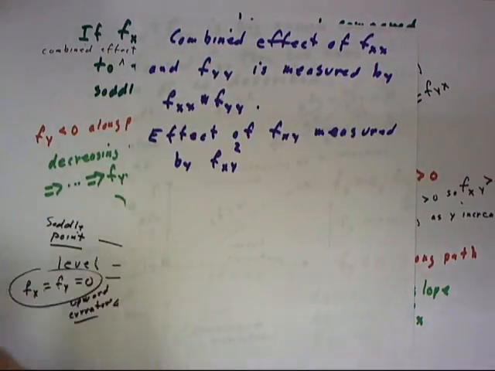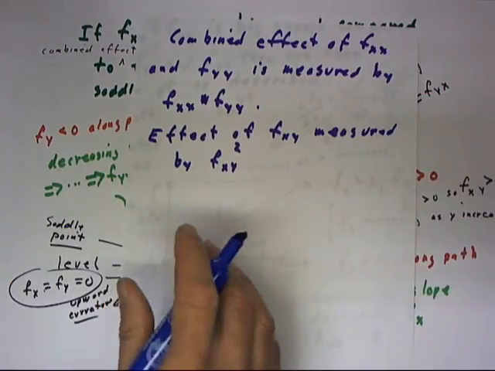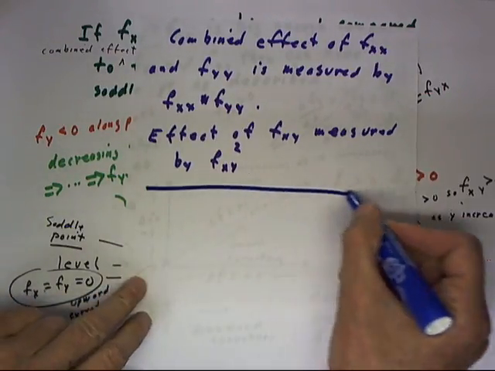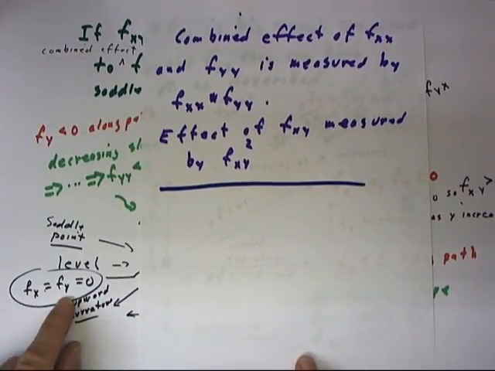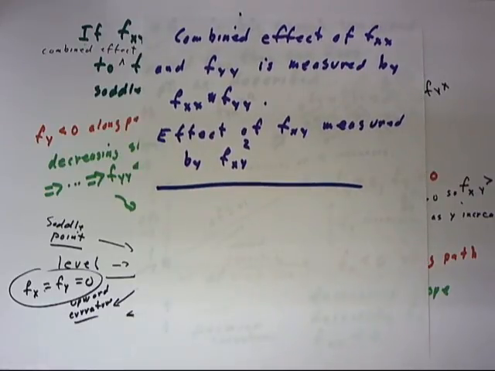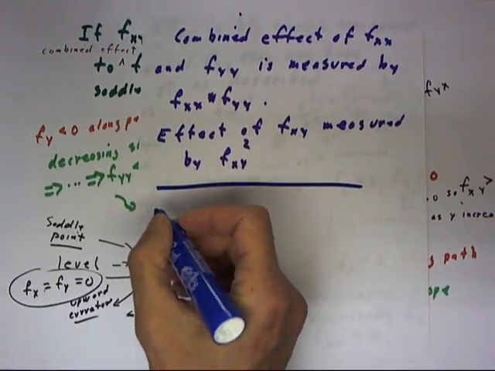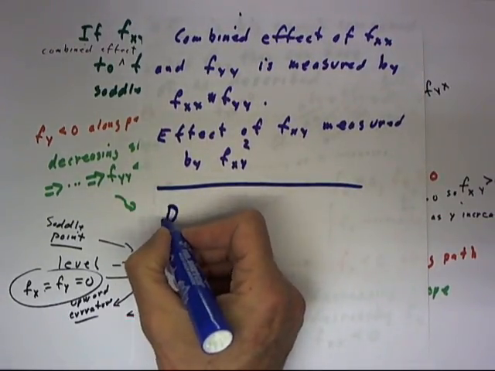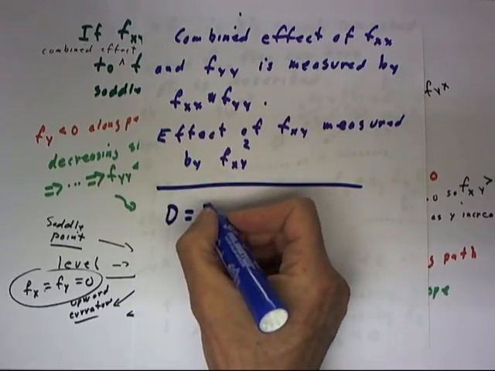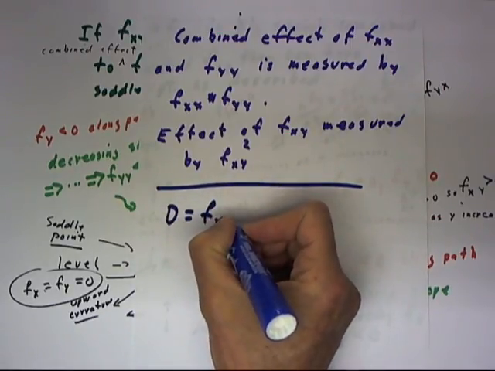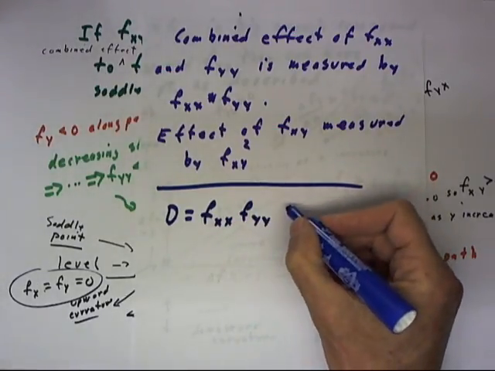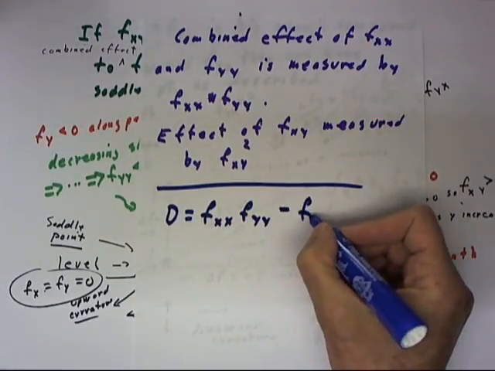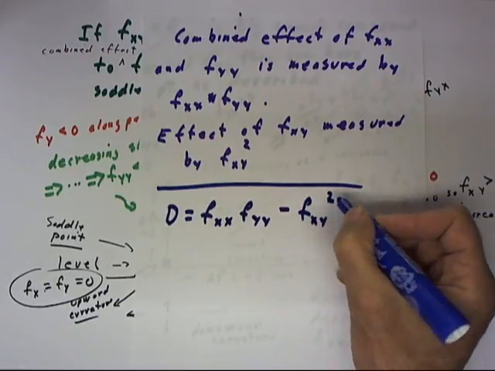Our test to see whether we have a maximum, a minimum, or a saddle point at a critical point then, and remember, critical point is what occurs if fx and fy are both 0 at a point. We define the discriminant to be fxx times fyy minus fxy squared.